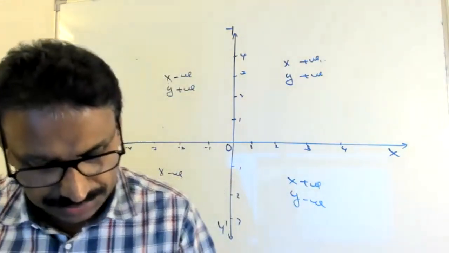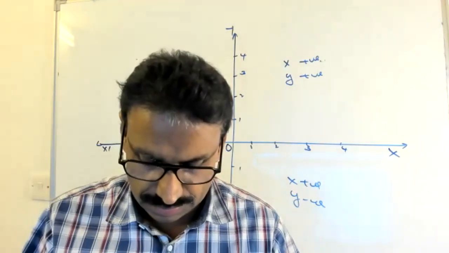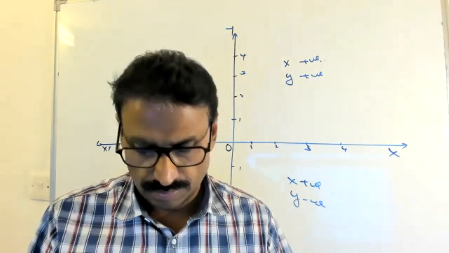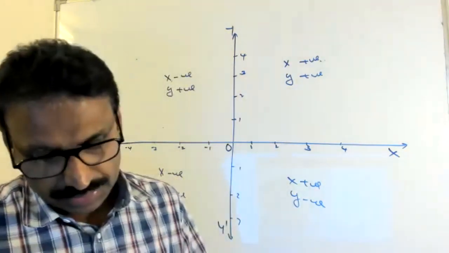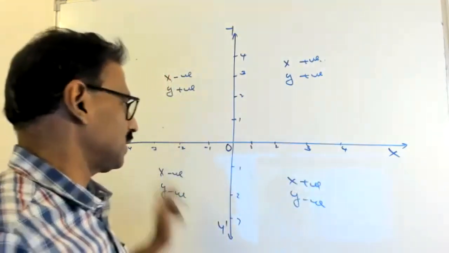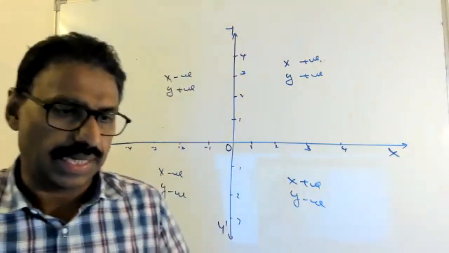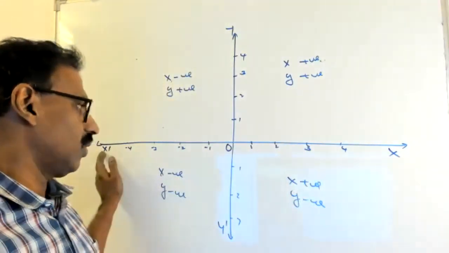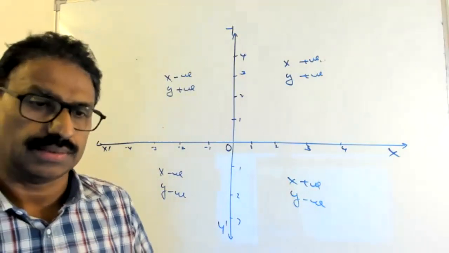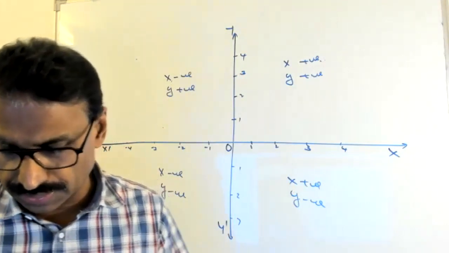Then write: the horizontal line x or x dash is called x axis. And the vertical line is called y axis.